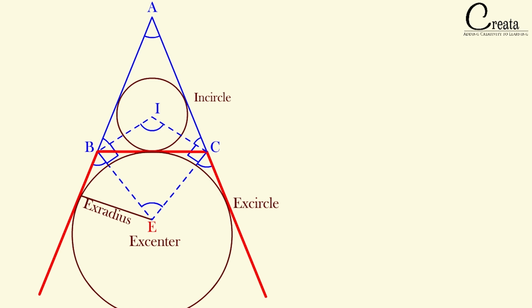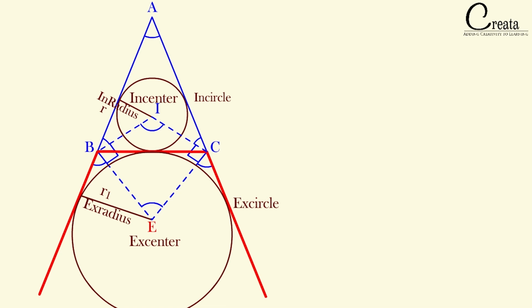The circle which is inside the triangle is the incircle. The incircle is touching the three sides of the triangle, and the excircle is also touching the three sides, but one is the main side and two are the extended sides. The center point of the incircle is the incenter. The center point of the excircle is the excenter. The radius of the incircle is the inradius, and the radius of the excircle is the exradius. Inradius is denoted as r. Let's denote the exradius as r1.